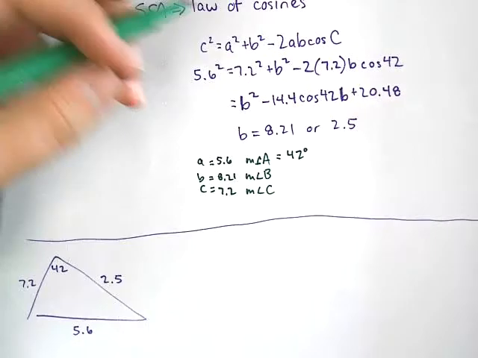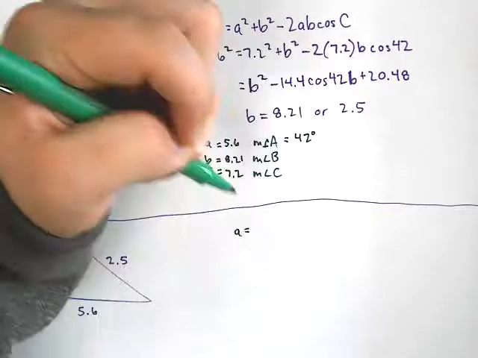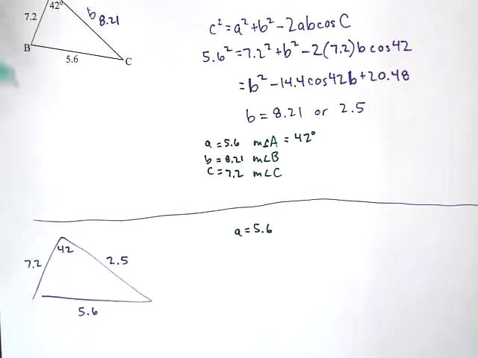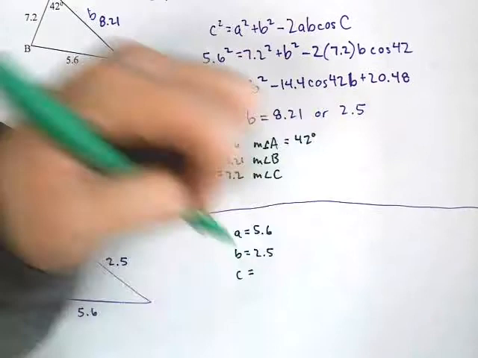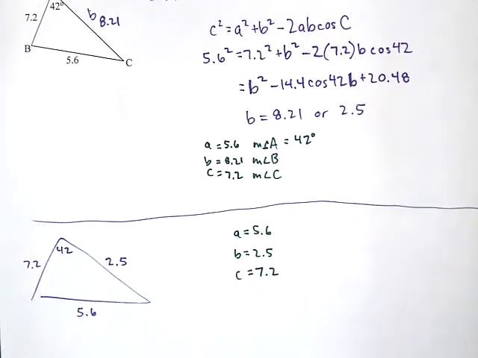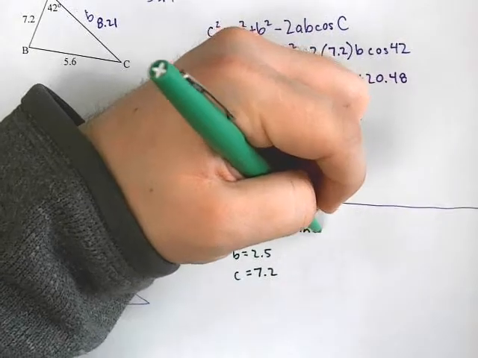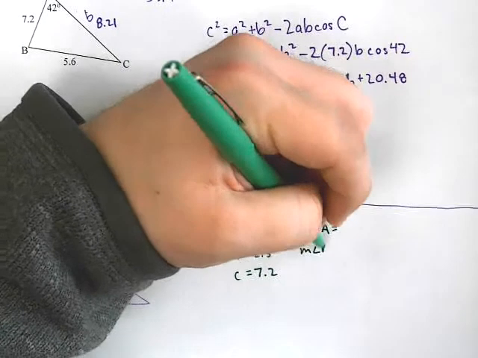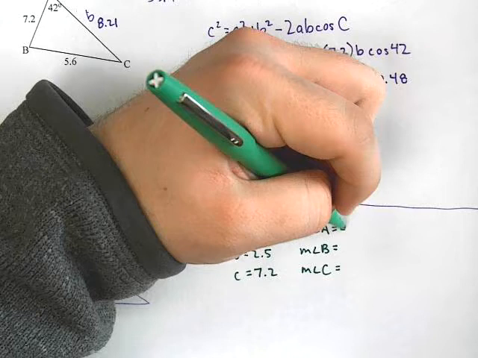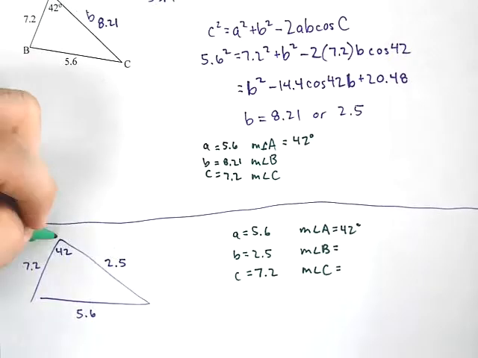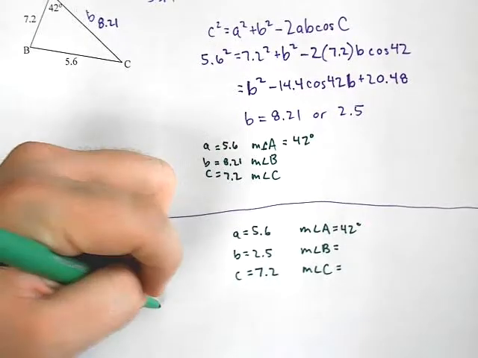All right, it's going to be the same thing on this next one. So A equals 5.6, B is going to equal 2.5, and C is going to equal 7.2 still. With the angles, again, we need to solve for two of them. We still know that A has to be 42 degrees. All right, so A, B, C.